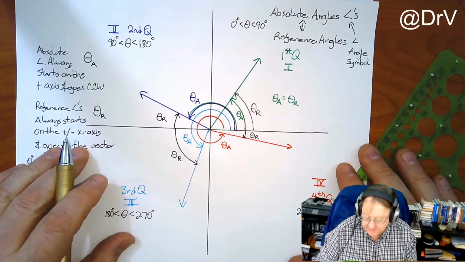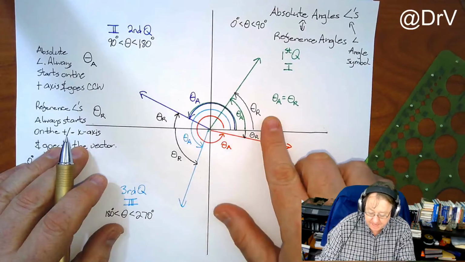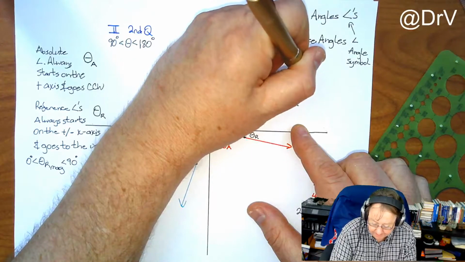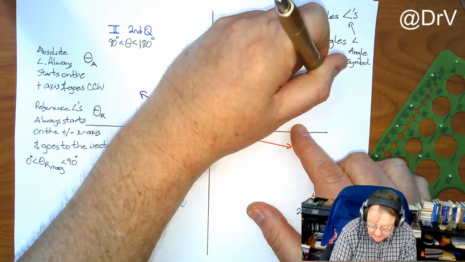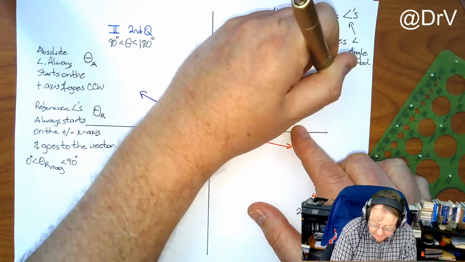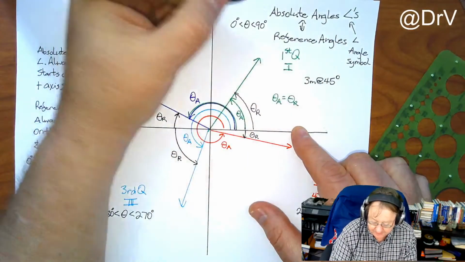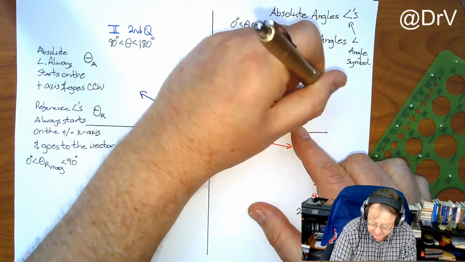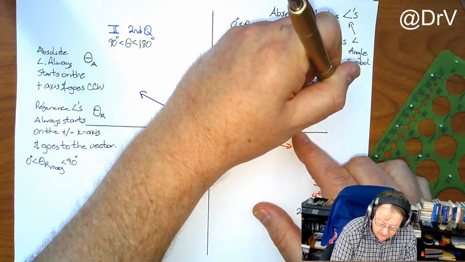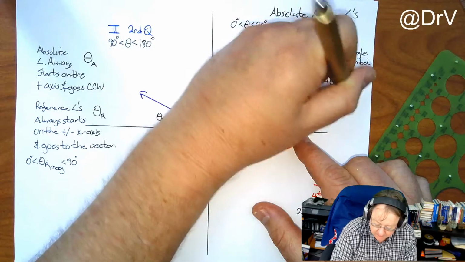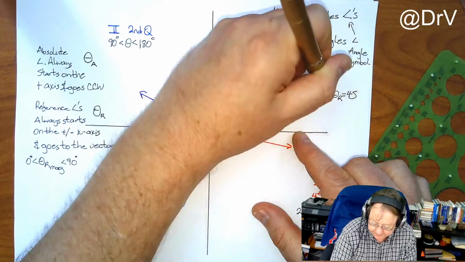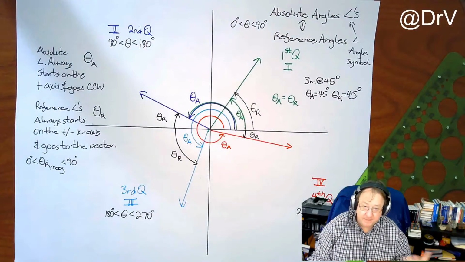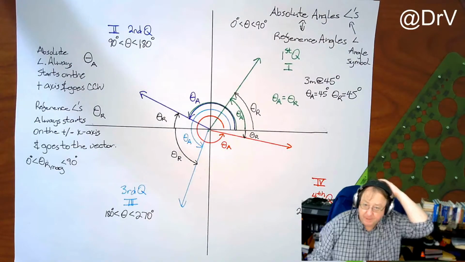So let's look at these relationships. Theta A is equal to theta R. So if I have 3 meters at 45 degrees, my theta A is 45, and my theta R is also 45. They're the same. 3 meters at 20 degrees, reference and absolute are both 20 degrees.